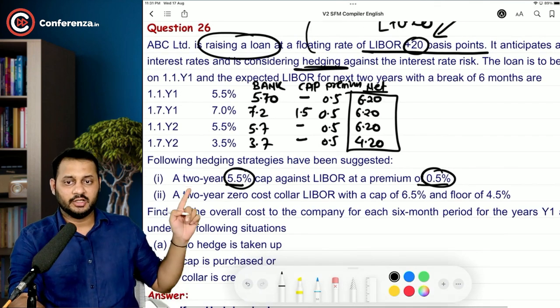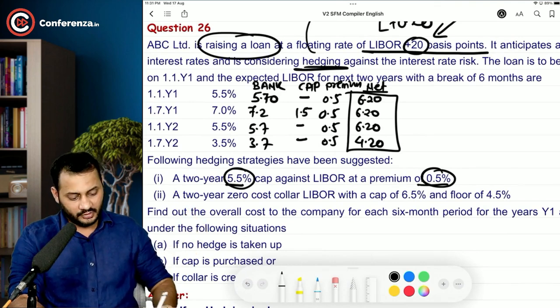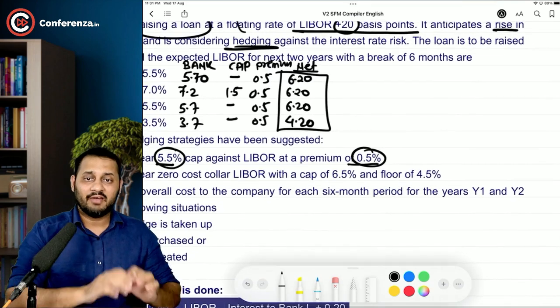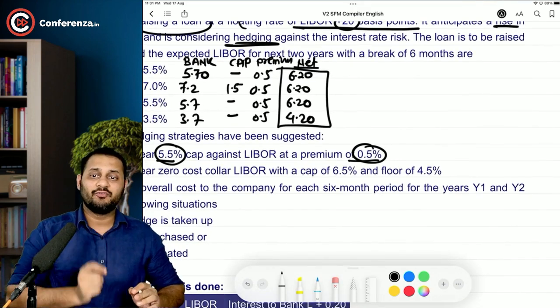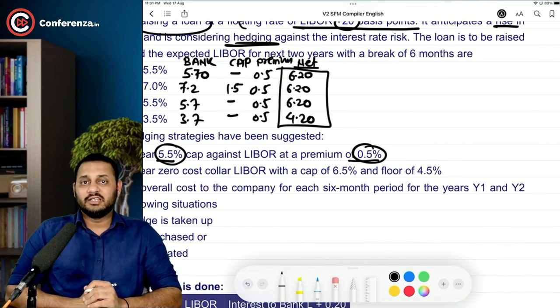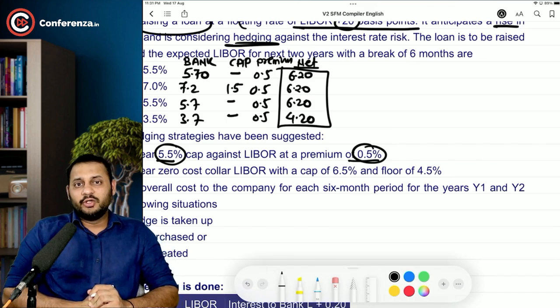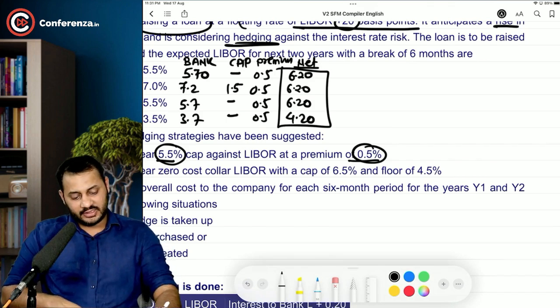Now the second option, a 2-year zero cost collar. Now tell me one thing. With a cap and floor option, they have not mentioned whether you have to buy the cap or sell the cap, and buy the floor and sell the floor. Now you have to use your brains. There are only 2 collars which are possible. Please understand. One is buy cap, sell floor, and the other one is sell cap, buy floor.